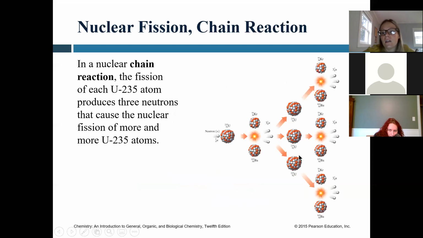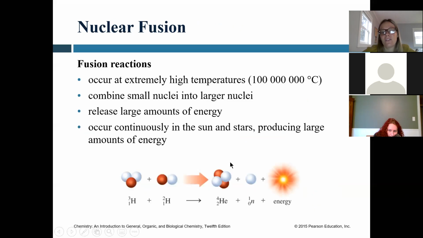fission reaction. In a fission reaction, what are your byproducts? Radioactive waste. You still get a lot of energy, but then you have all that radioactive waste to deal with. Fusion is sometimes referred to as clean energy. It would solve all of our problems if we could figure out how to harness this.